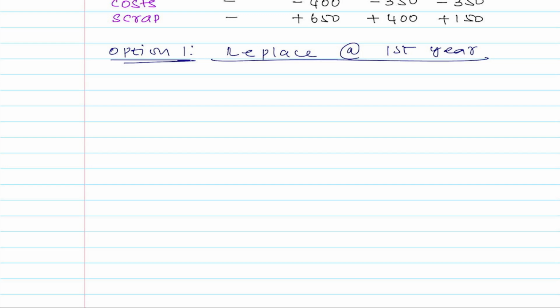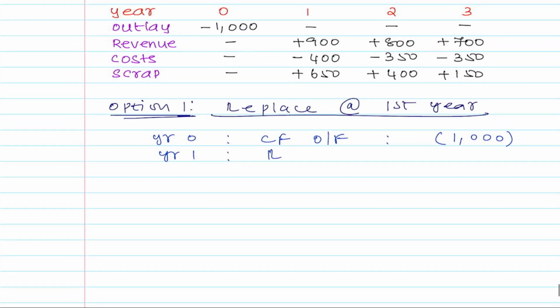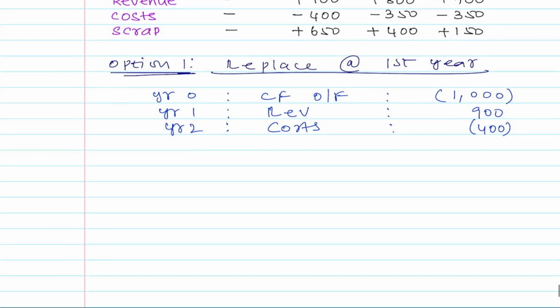If you replace at the end of first year, first tell me the series of cash flows. Tell me. Year 0, what is there? Cash outflow. How much? Minus 1000. Year 1, what are the 3 types of cash flow that I am getting? Please answer everyone. Revenue, you are getting how much? 900. Year 2, you are having a cost of how much? 400. Listening?